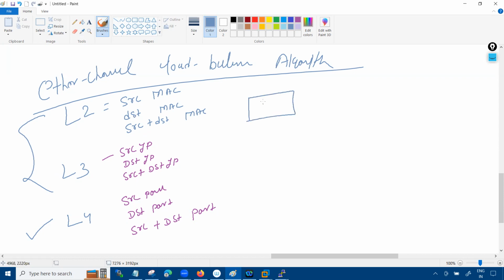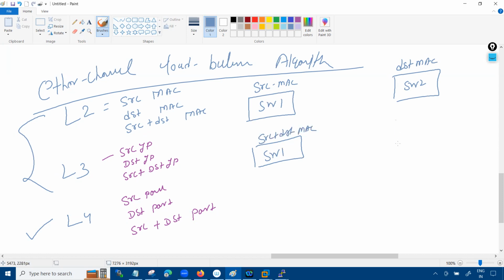For example, switch 1 can do the load balancing based on the source MAC, and switch 2 can do the load balancing based on the destination MAC as well. There is no issue. Switch 1 can do the load balancing based on source plus destination MAC, and switch 2 can do it based on source IP. So you can also use a combination of these things. But the layer 4 port number concept is only going to be supported in the higher end.